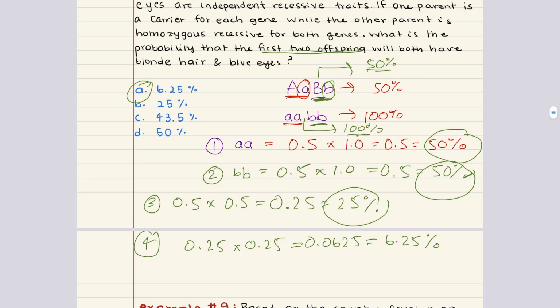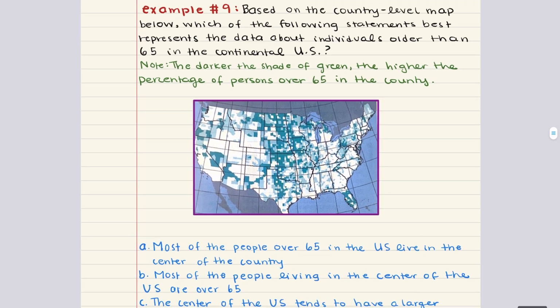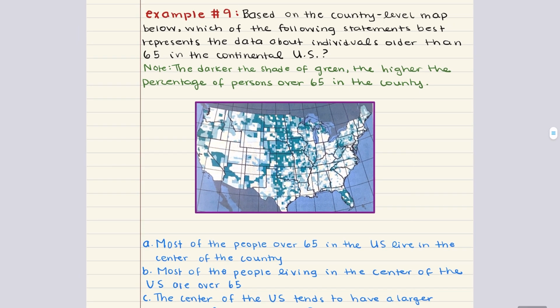Let's move on to problem 9. 9 says, based on the country level map below, which of the following statements best represents the data about individuals older than 65 in the US? The darker the shade of green, the higher the percentage of persons over 65. Let's work through each answer choice.